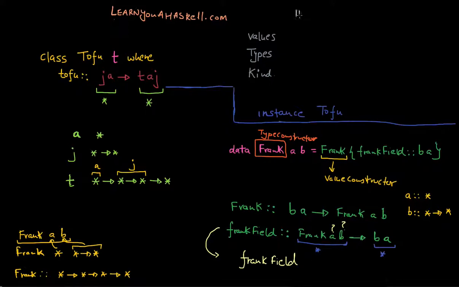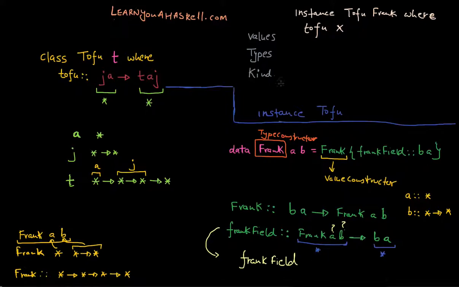So I could start off with saying instance Tofu Frank where, at this point, I need to implement my method tofu. So that's my method tofu, and tofu takes in some value. Remember, at this point I'm in the value world. So I'm going to say it takes in some value. Let's call this value x.